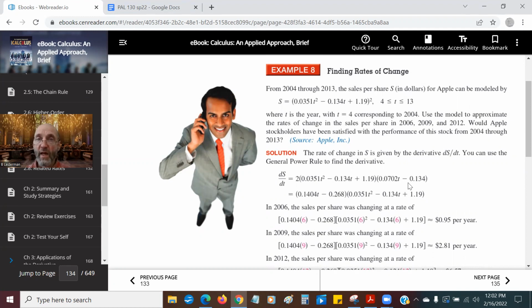And that becomes, what do we do here? Here we distributed the 2, and it looks like that's what we did. What did we do here? Oh, for some reason they took the 2 and multiplied it on that guy out there. I don't know why, but either way, it's correct. Now all we got to do is plug in for 2006 t equals 6, for 2009 t equals 9, and for 2012 t equals 12.